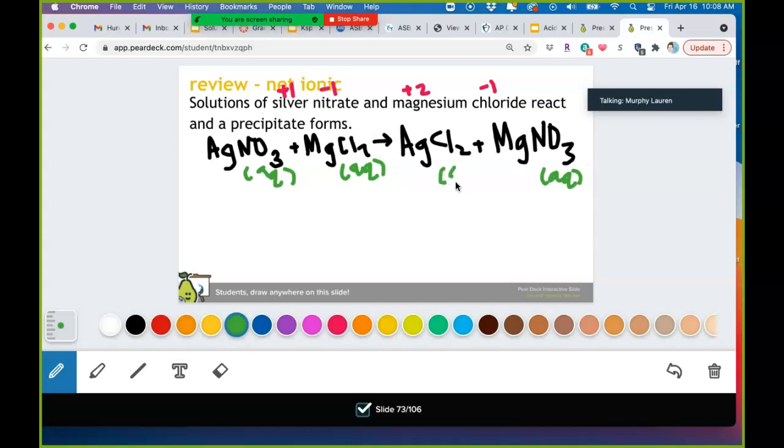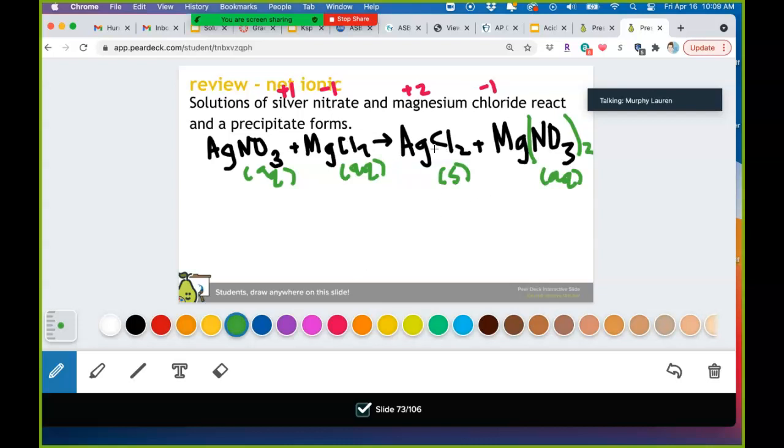Now, there are some problems. My reactants are written perfectly. My products are not. What is wrong? 2. Perfect. Magnesium's +2, nitrate's -1. You better have 2 nitrates. You cannot just go with what's over here. When you switch partners, you have to reevaluate their charges with their new partners.